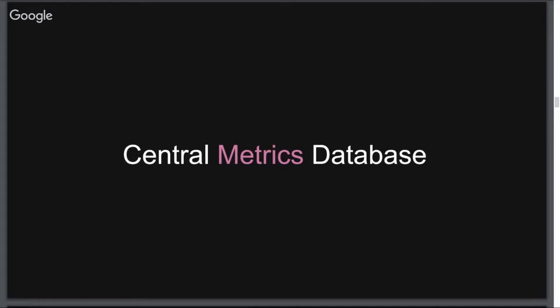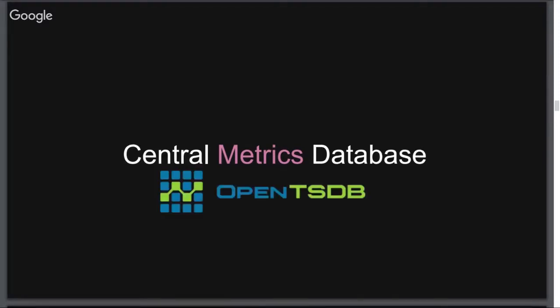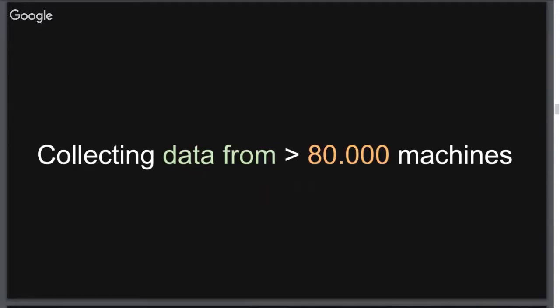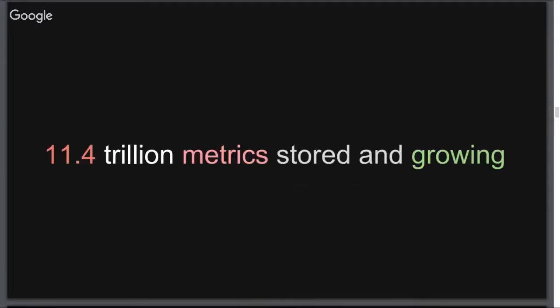So that brings us to the main internal use case we have, and that runs on OpenTSDB, where we write data from more than 80,000 machines right now, and it's historical numbers. Up to this point, we have about 8.4 trillion metrics stored in a single HBase cluster.